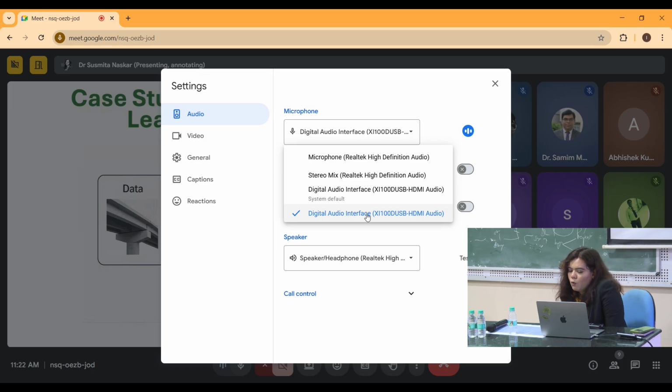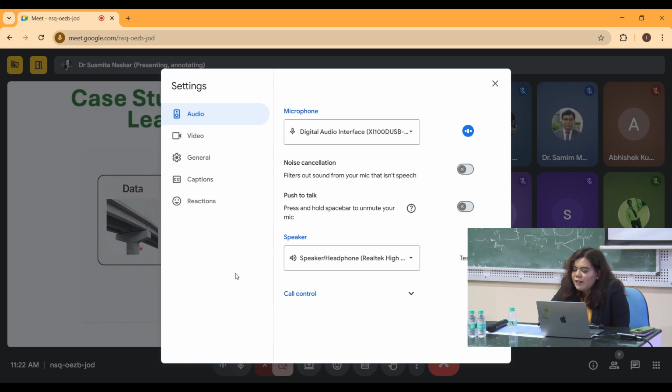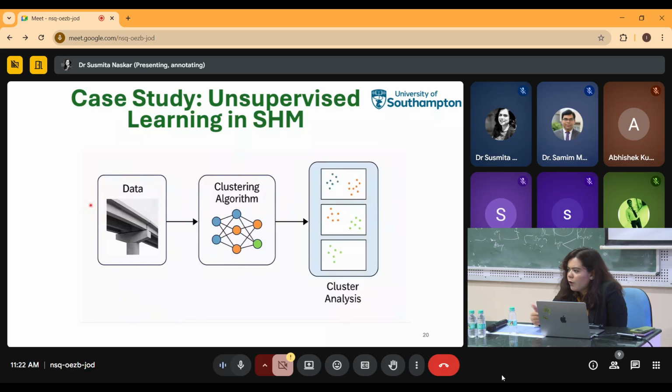So what we first do is, on the left hand side, you have the data, right? You will start with collecting data from the structure. This could be vibration signals, strain readings, acoustic emission, or even images, right? The key is that this data reflects the condition of the structure and it is not labeled. Okay? So once you have the data, what do we do after that?